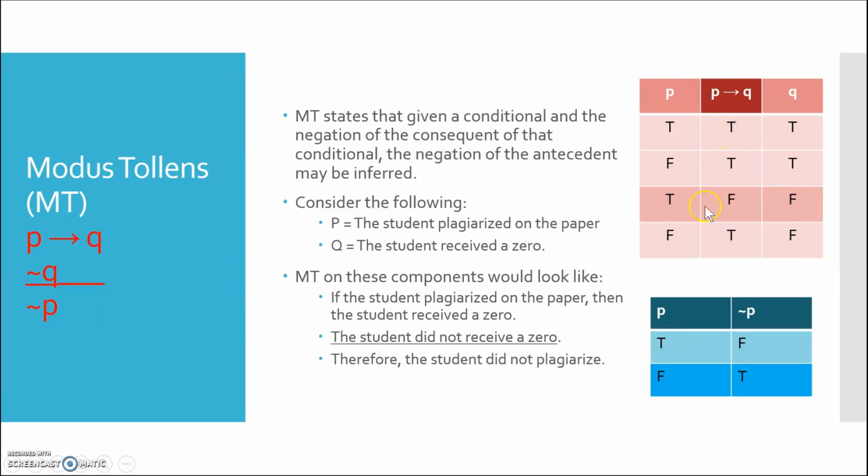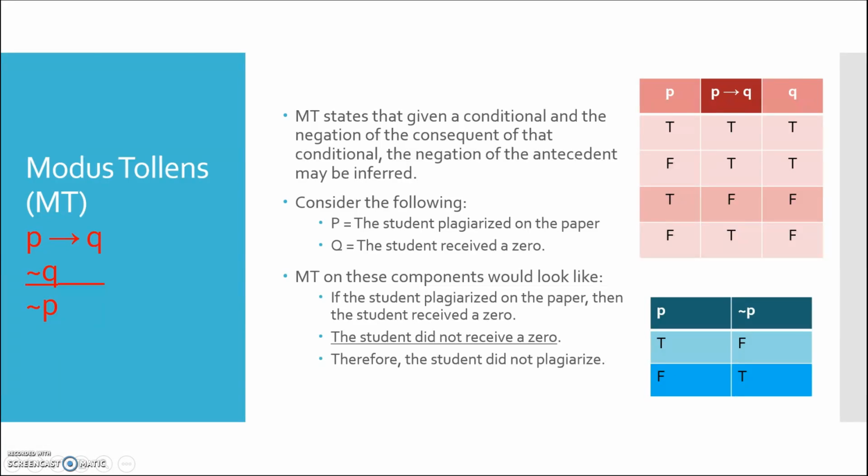So, we see here the conditional statement, which we assume is true. We also assume that not Q is true, which means that the Q here must be false, right? For not Q to be true, the normal Q must be false. So we'll look up here. Where do we have an instance where the conditional is true, but the consequent is false? Only in this instance where the antecedent is false.